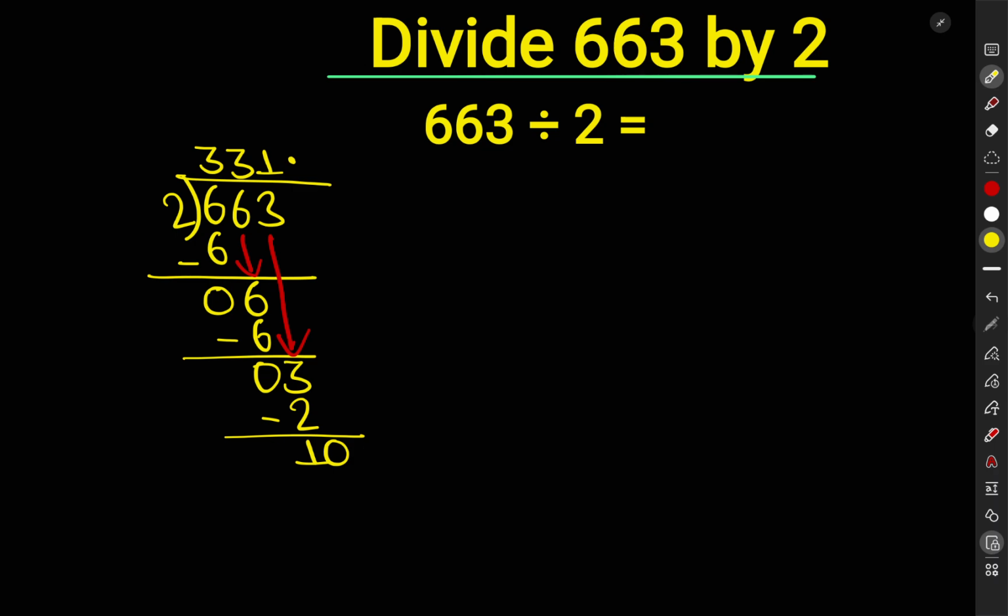So it is 10 and 2 times 5 is 10. On subtracting it is 0. So 663 divided by 2 is 331 decimal 5.